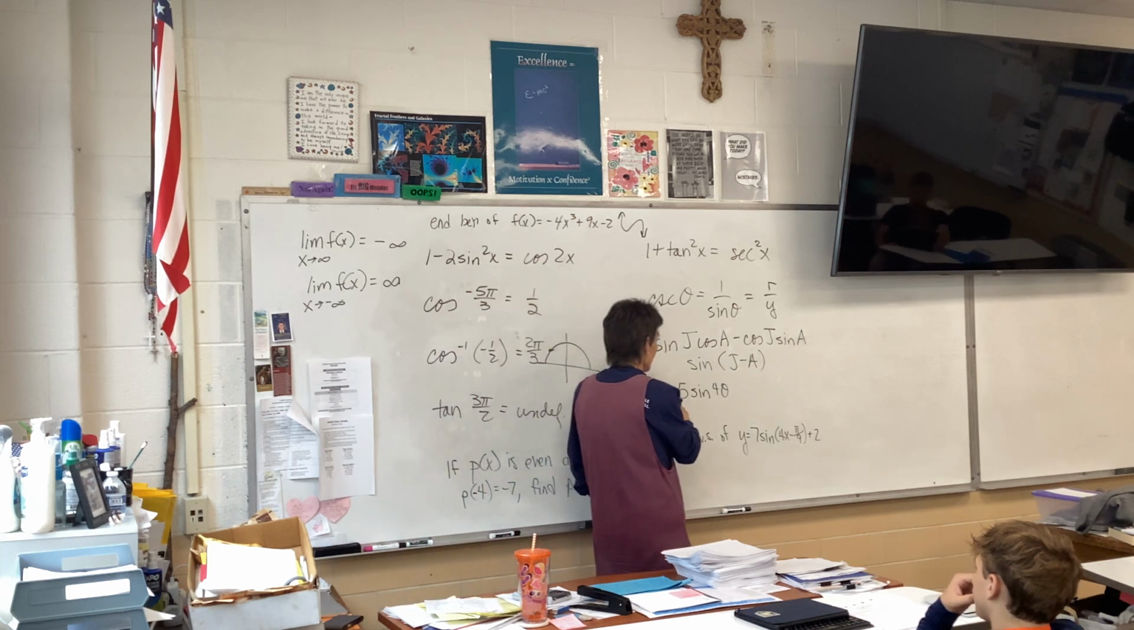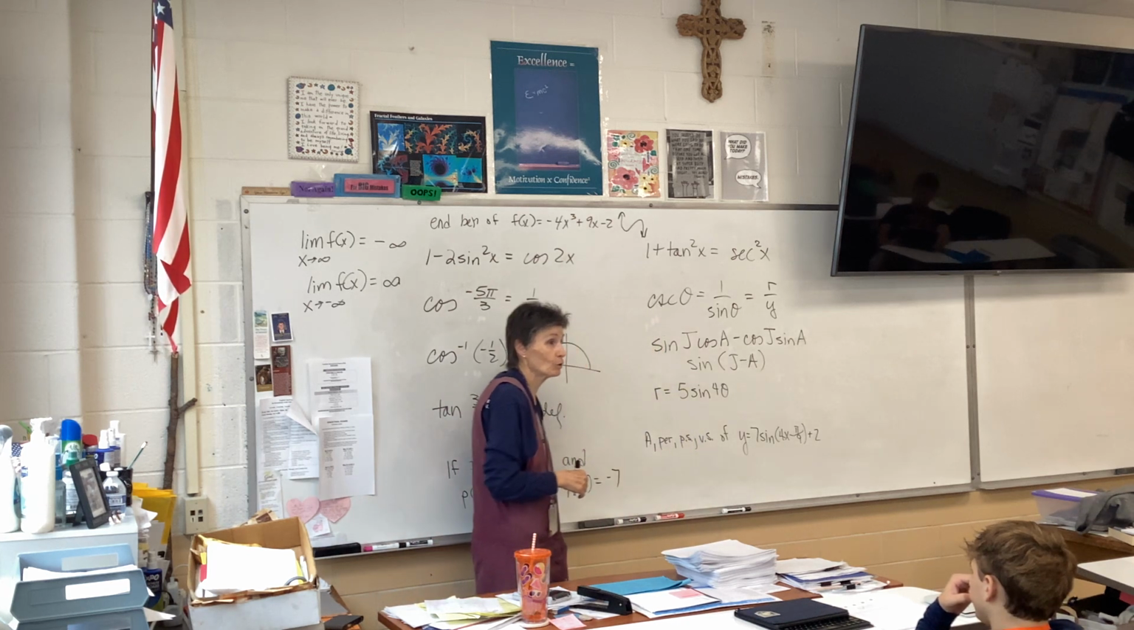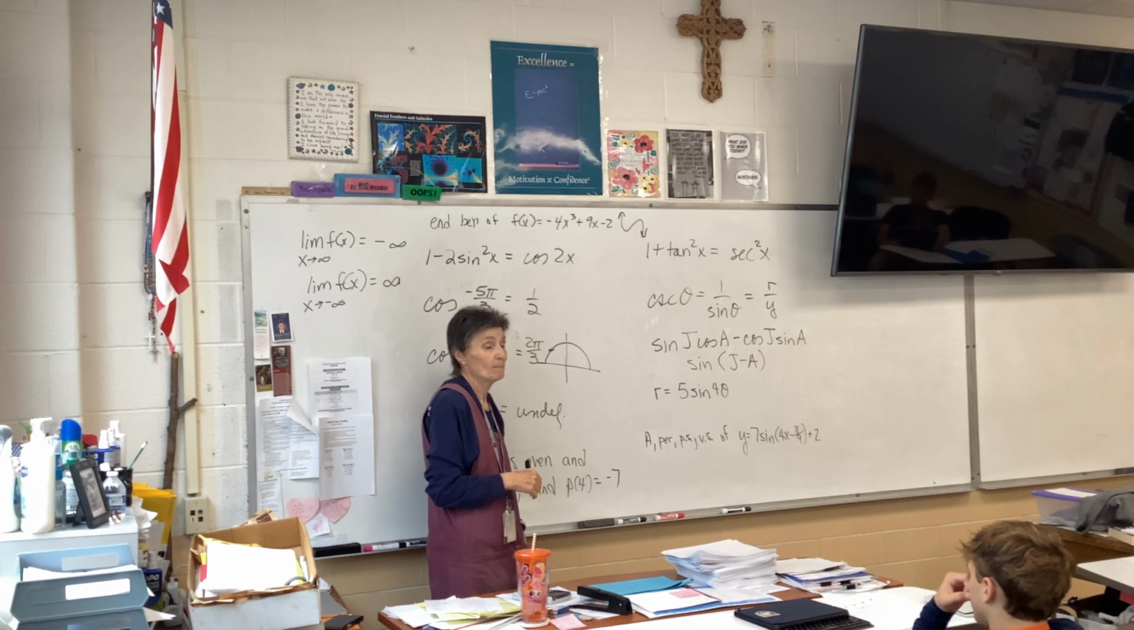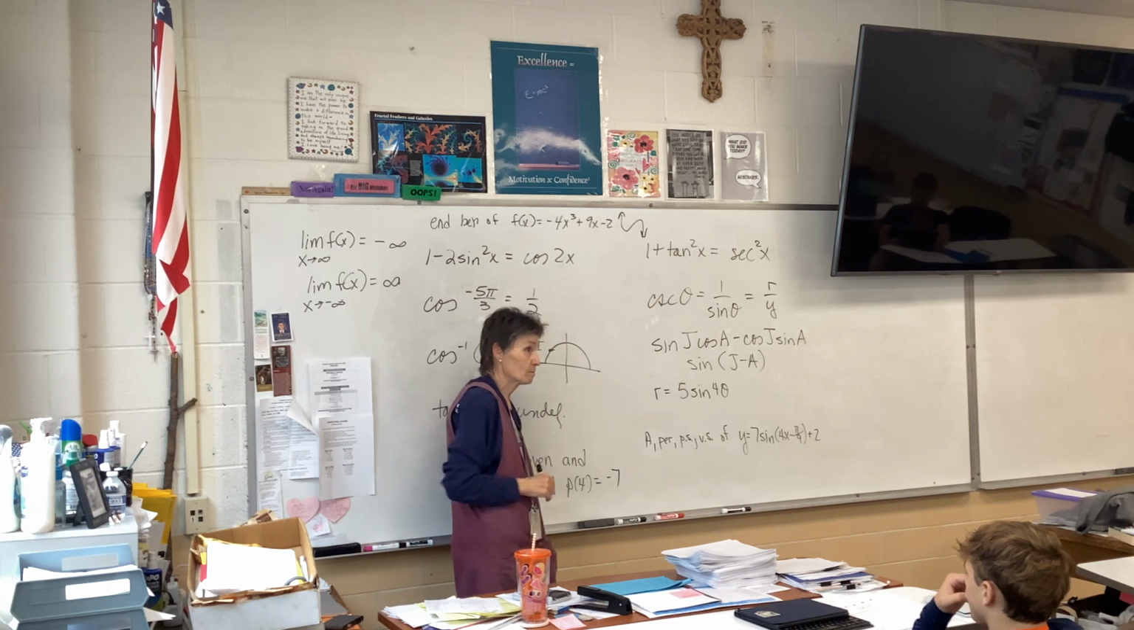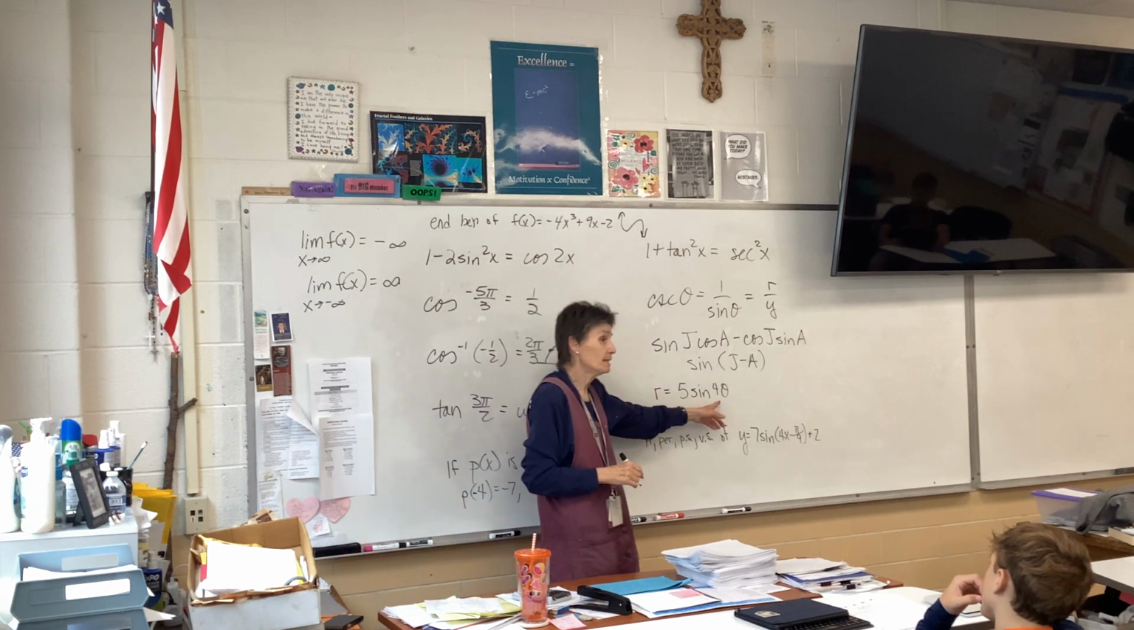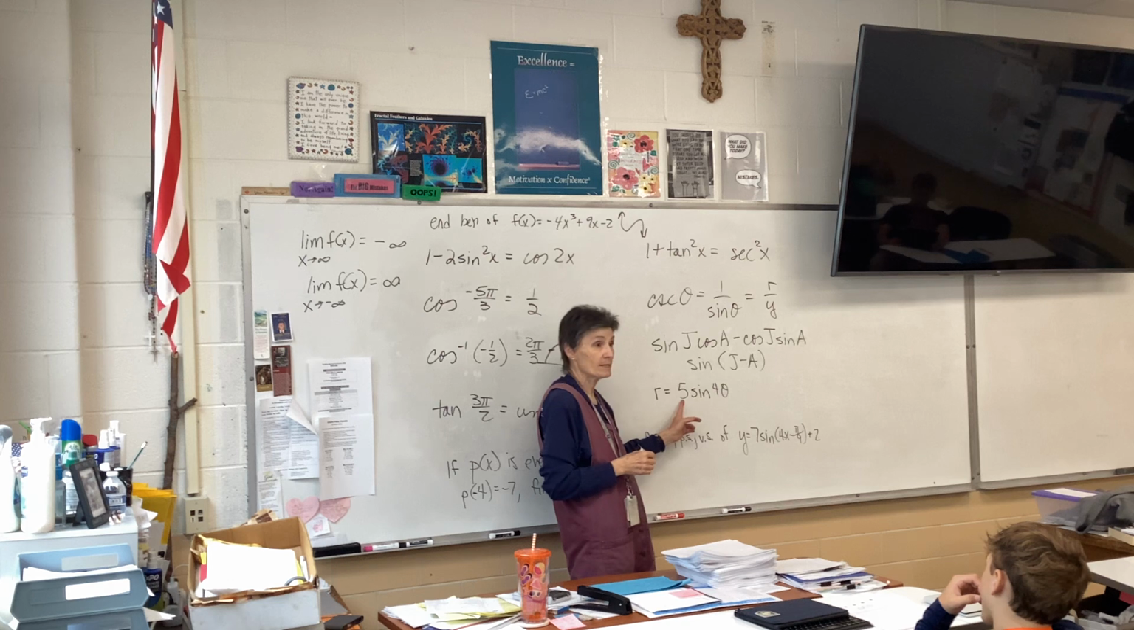R equals 5 sine 4 theta. That's a polar curve. Tell me what it looks like. Okay, it's a rose, and it has 8 leaves or petals, and they are each 5 long.